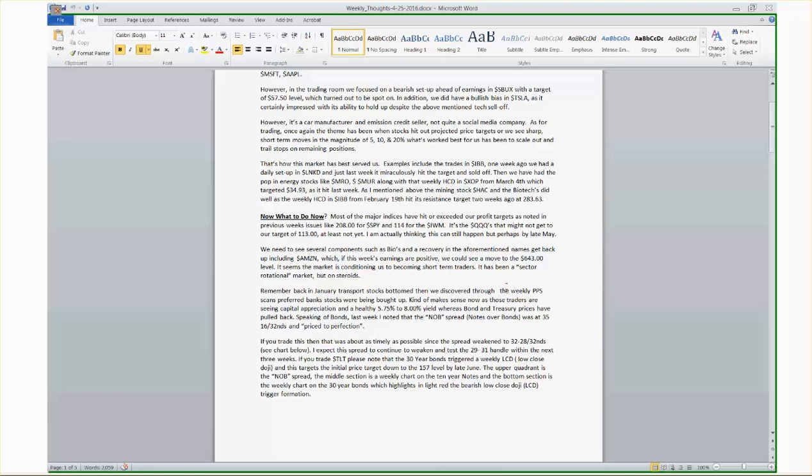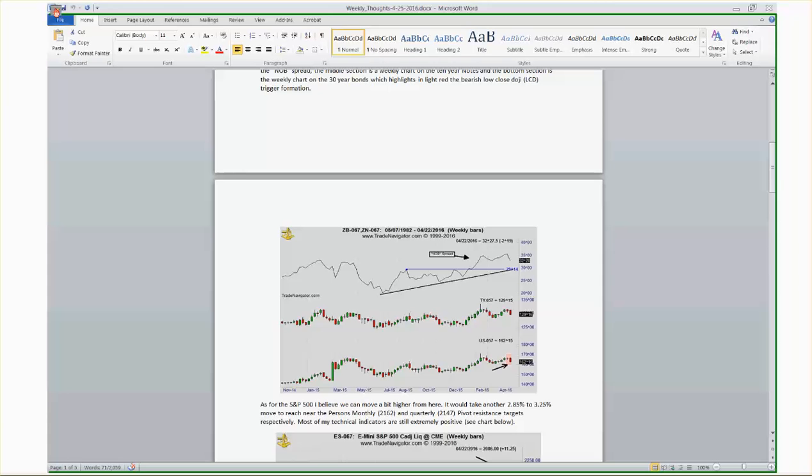A couple of things we are looking for. We talked about last week the NOB spread, the notes over the bonds, and this is that NOB spread. I just wanted to show this data to you because it is kind of important. If you are a long-term trader of treasuries, if you look at this chart, this is the bonds, this is the treasury notes, and this is illustrating that last week on a weekly basis we formed that low close doji pattern that I talk about. I'm suspecting the NOB spread to weaken back into longer-term uptrend support and the area of old highs that we had last summer into December.